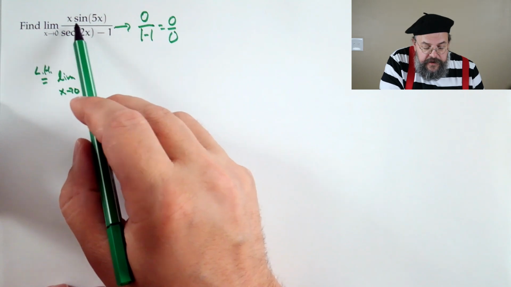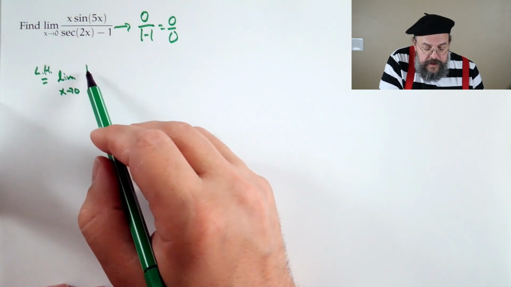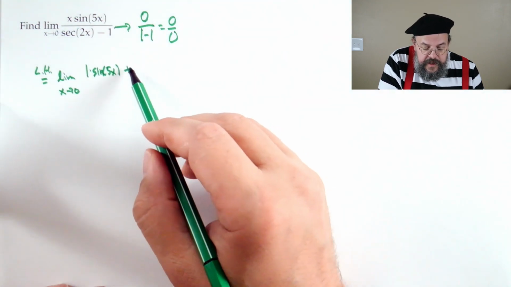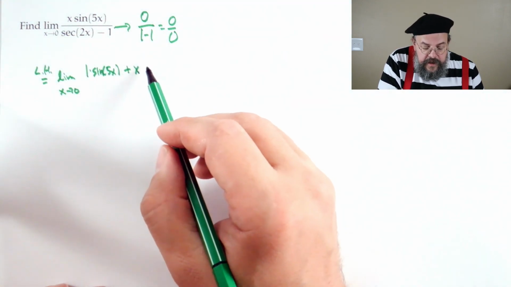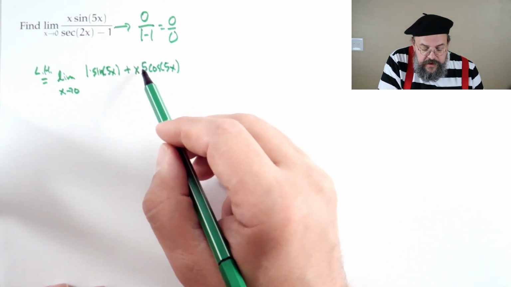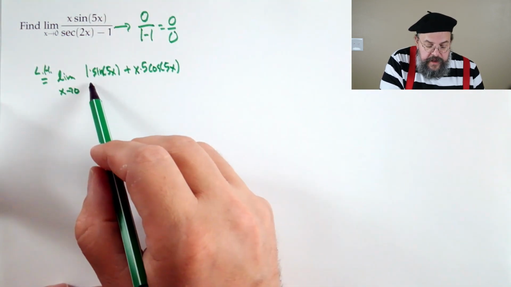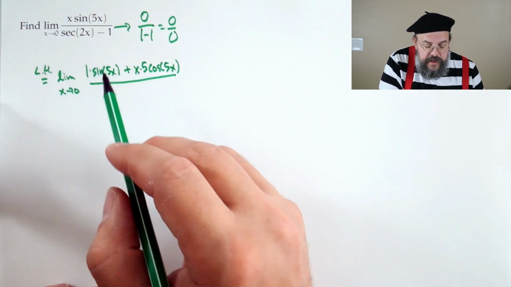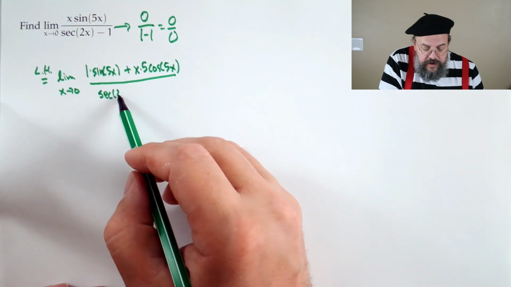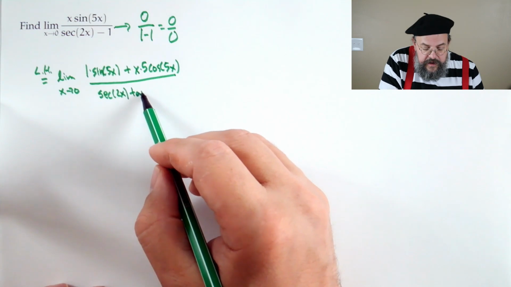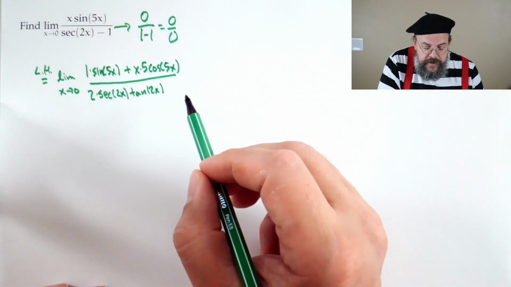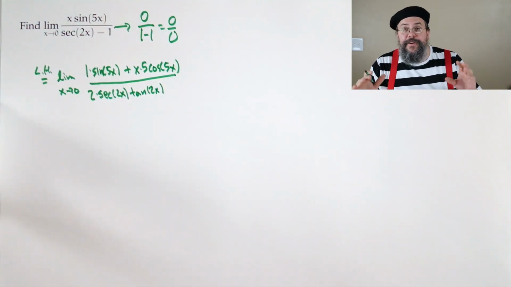So upstairs, product rule. Derivative of the first, 1 times the second, sine of 5x, plus the first, x times derivative of the second. Well, derivative of sine is cosine, and don't forget the chain rule, so there'll be a 5 that comes out in front. Downstairs, derivative of secant of 2x. Well, derivative of secant is secant tangent, so secant 2x, tangent 2x, and then we say, aha, chain rule says there should be a 2. And the derivative of minus 1 is 0.